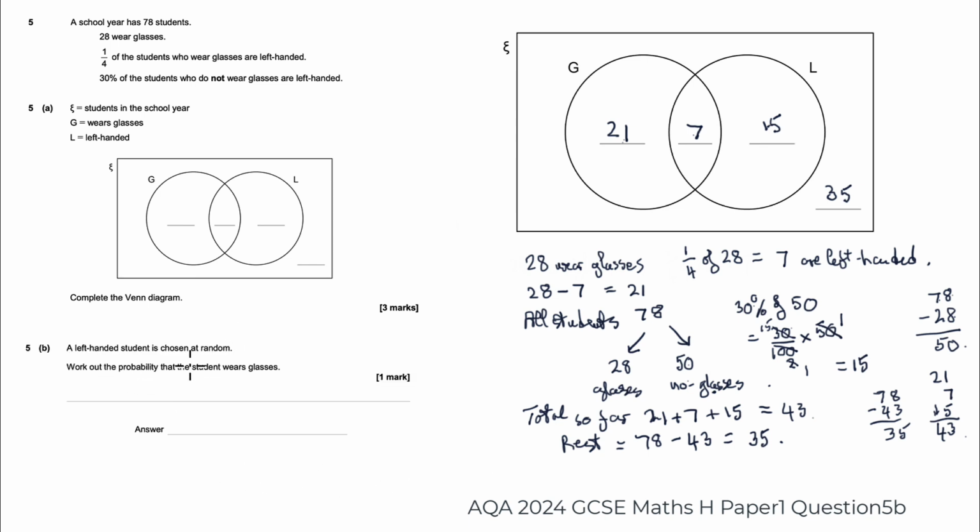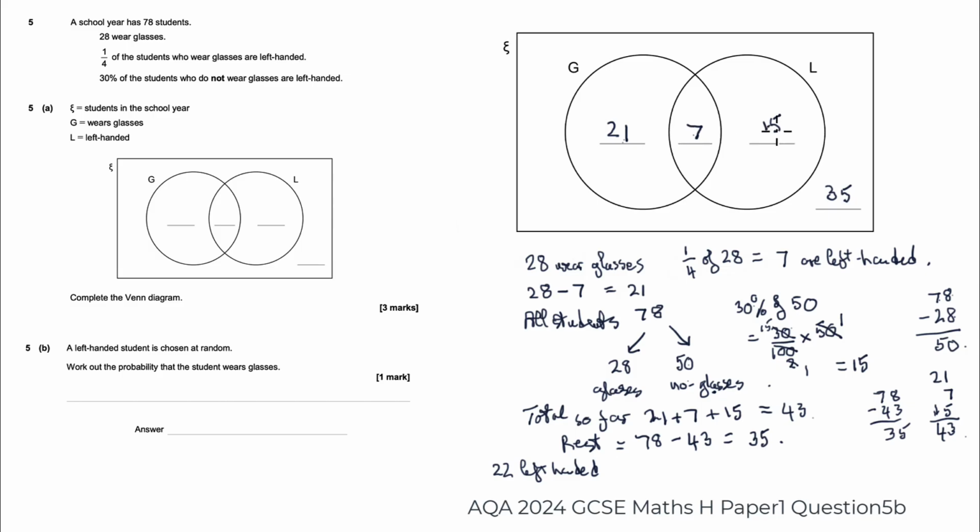And in part B, we're told that a left-handed student is chosen at random. Work out the probability that he or she wears glasses. So let's look at the left-handed ones. There they are. And we're told that one of these is chosen at random. Now there's 22 left-handed students altogether, that's 7 plus 15 inside this circle.